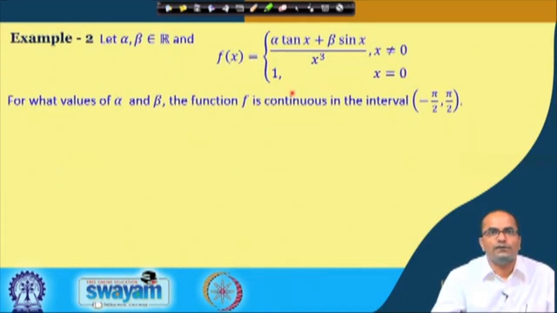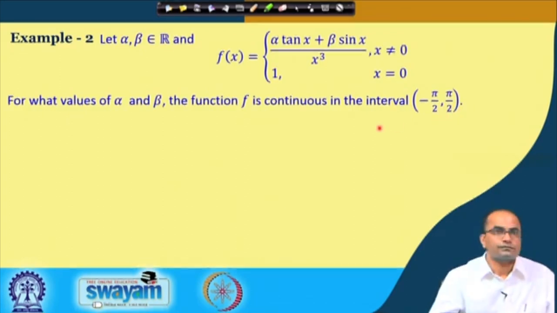Now, one example here. Let alpha, beta be in R, so they are real numbers, and we have f(x) equal to (alpha tan x plus beta sin x) over x cube when x is not equal to 0, and the value is 1 at x equal to 0. In this case we want to find for what values of alpha and beta the function f is continuous in the interval minus pi by 2 to pi by 2.